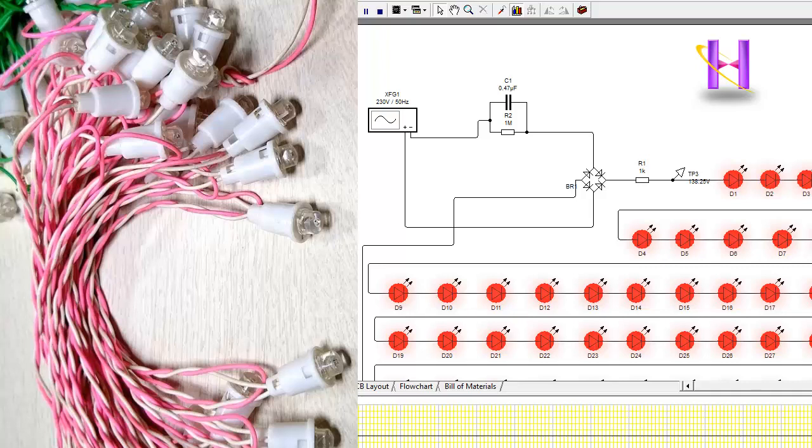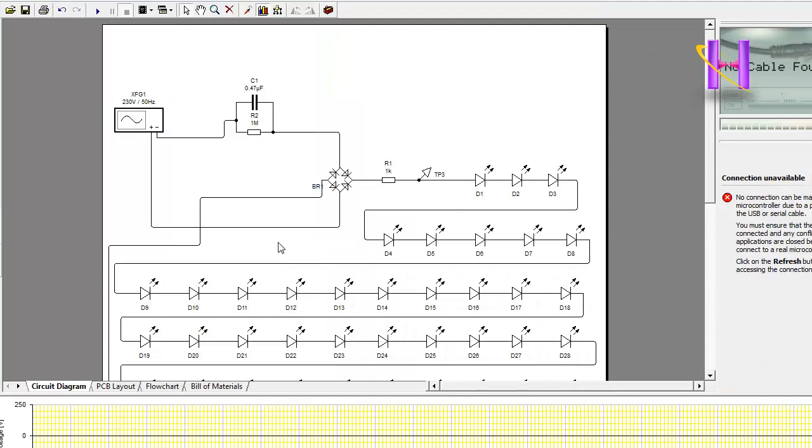Hello friends, today I am going to show you how you can make a 50 light emitting diode festival light chain with low cost materials. This is a practical circuit. Now let's talk about the circuit components and its working.